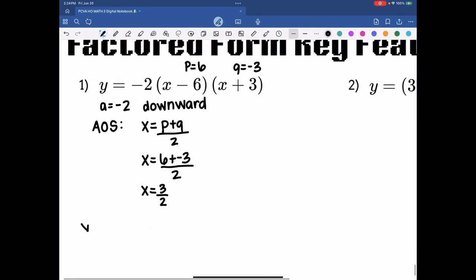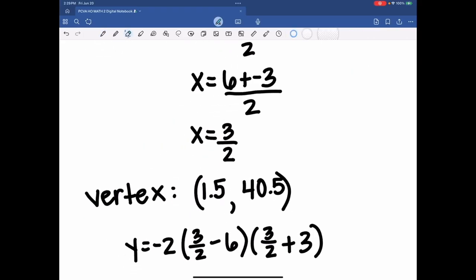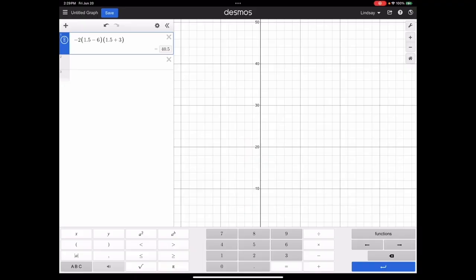If I want to find the whole vertex, I now know that my vertex has an x value of 3 over 2, and I've got to substitute into the original problem to find the y. So I can substitute that in. So we're going to say 3 over 2 minus 6, and then 3 over 2 plus 3. All right, so I can see that once I substitute that in, I'm going to get negative 40.5. So you can see that that is negative 40.5. I can verify that using my actual equation. So we have x minus 6 and then x plus 3.